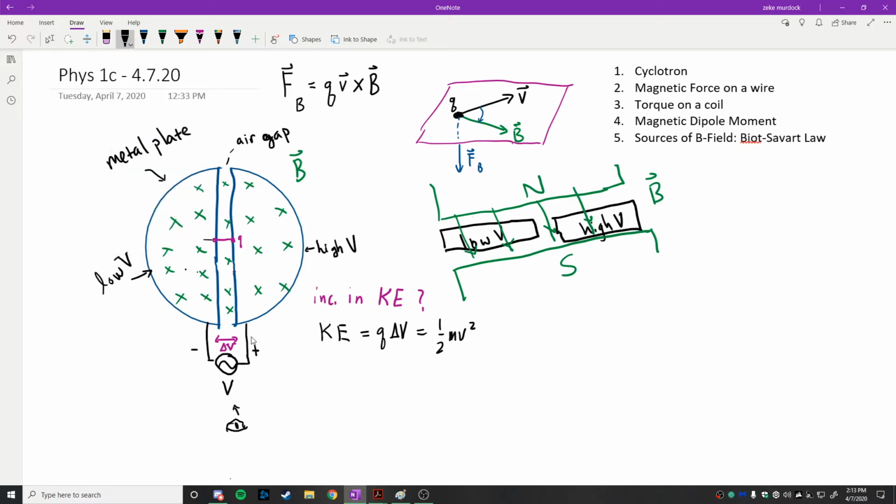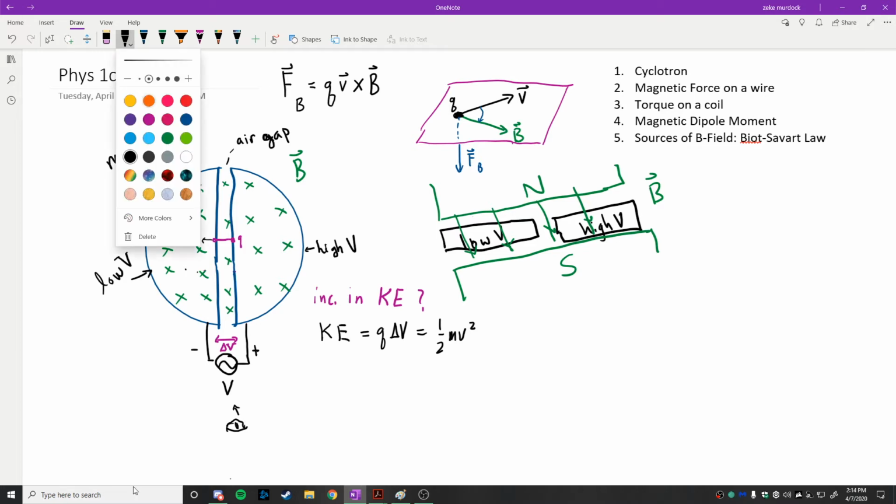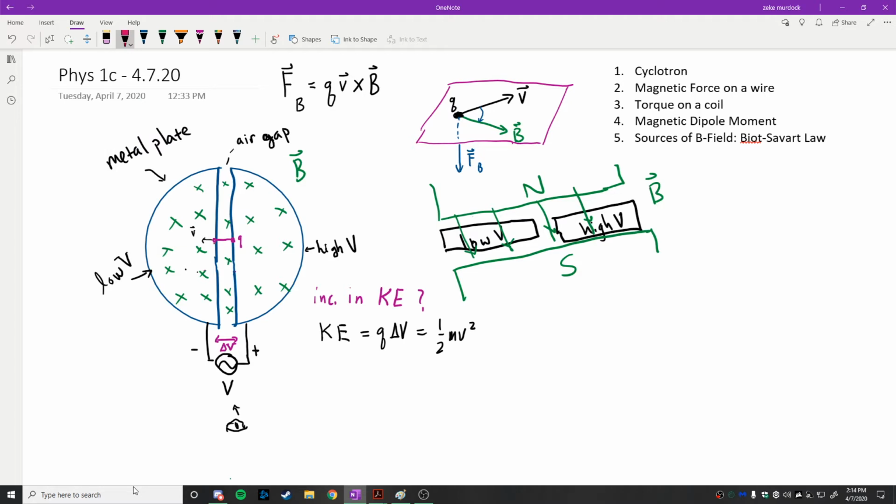Okay, so it's going to pick up some speed over here. It's got a velocity like this. So now you tell me, what's the direction of the force on this particle now due to the magnetic field? What direction is it, I guess is what I'm asking. It's down, right? So we've got a force on this particle, and it points downwards.